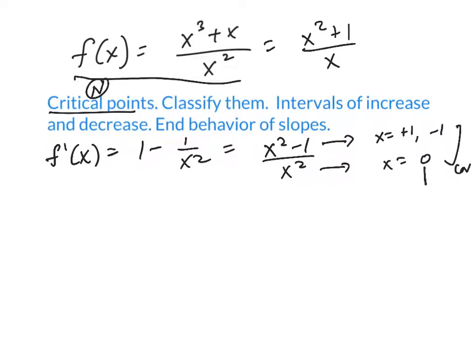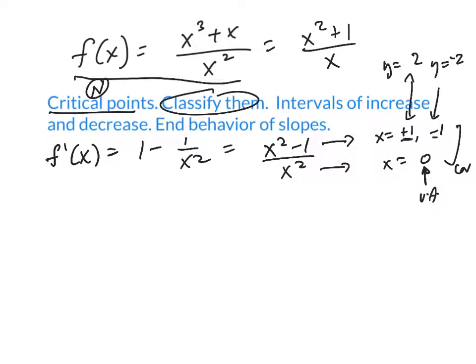The question is, which out of these 3 are points? Well, we know from the first part that x equals 0 is a vertical asymptote. So all we have to do is substitute x into the original function, and we're going to get y equals 2, 2, and negative 2. Once we get that, we're going to have to classify them as a local max or local min.